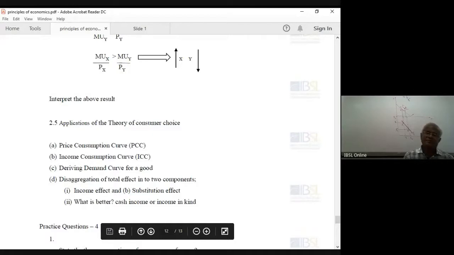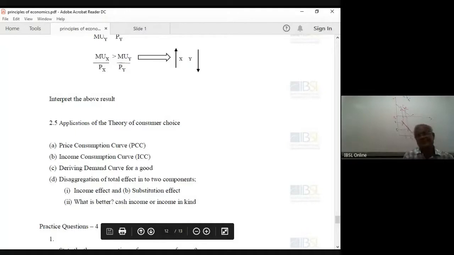When I am reading, if you want, you can take down some notes also. Behind the demand curve, two things happen. Number one, we have two goods, no? Income, price of consumption X and Y. When the price of X decreases, price of Y constant, what will happen?